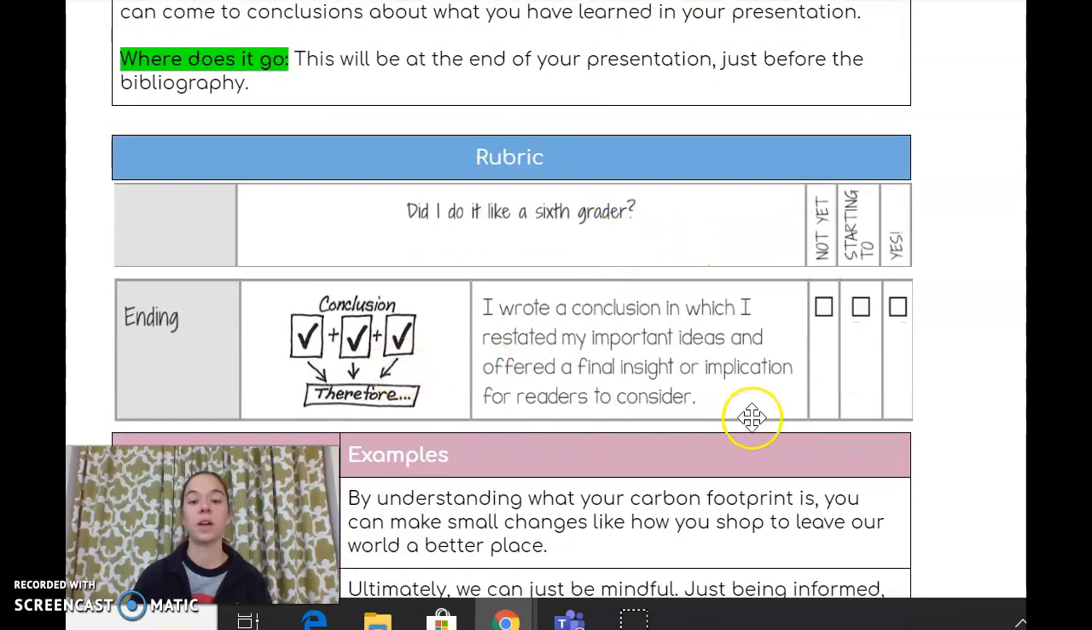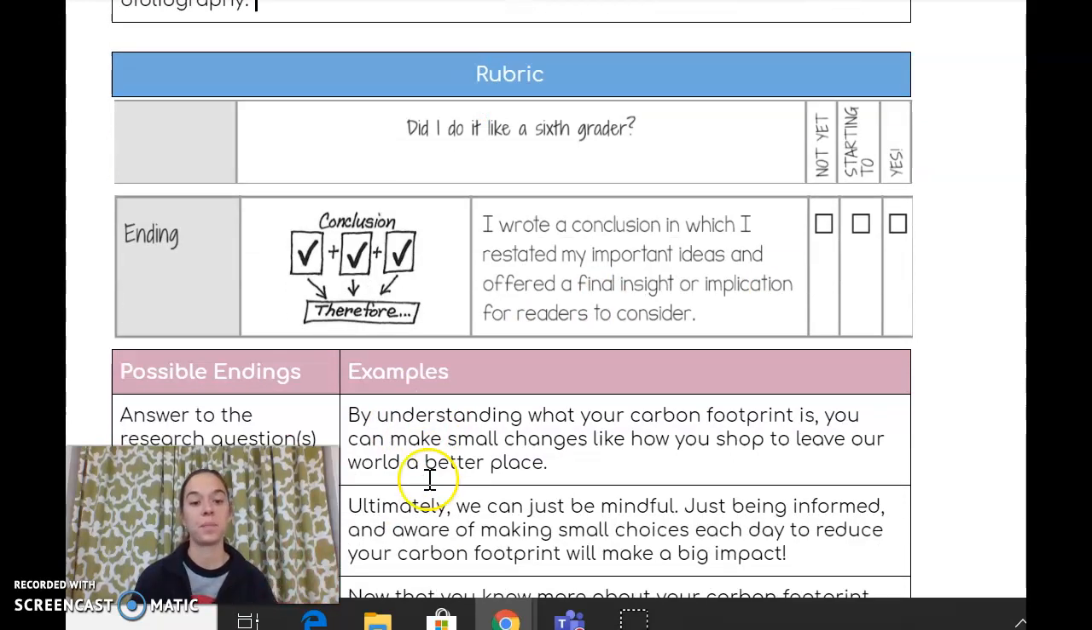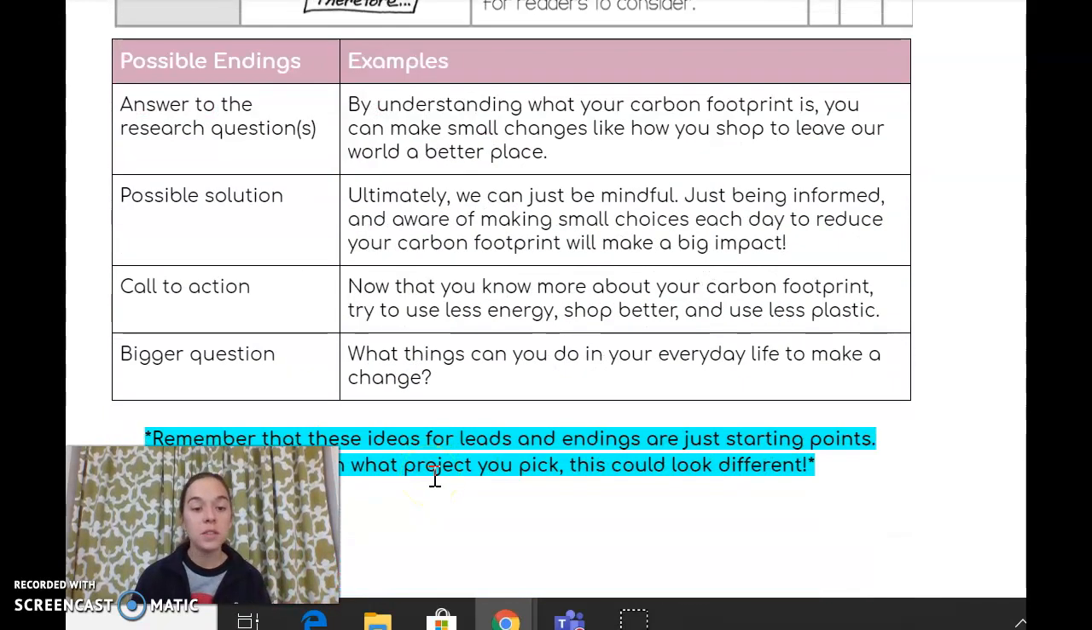You have your rubric. So the conclusion needs to restate your important ideas and offer a final insight or implication for the readers to consider. Notice it does not say new information there, right? We don't want new information. We want it just to leave us with something to think about, okay? So here are some options for you. And again, you are not limited to these. If you have a better way to do it, please do that.